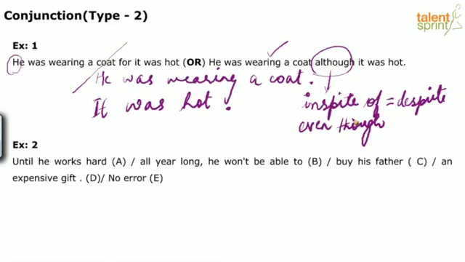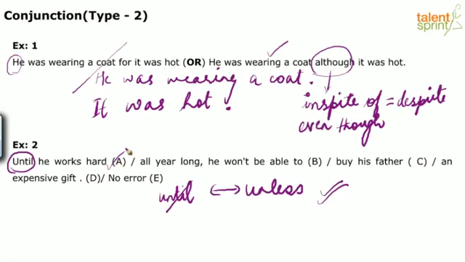Until he works hard all year long, he won't be able to buy his father an expensive gift. First and foremost, let us understand: do we have two independent clauses here, or two dependent clauses, or one independent and one dependent? Rajkumar has rightly spotted, and I think many others along with him, that "until" is not correct here. It should be "unless." So part A has an error.